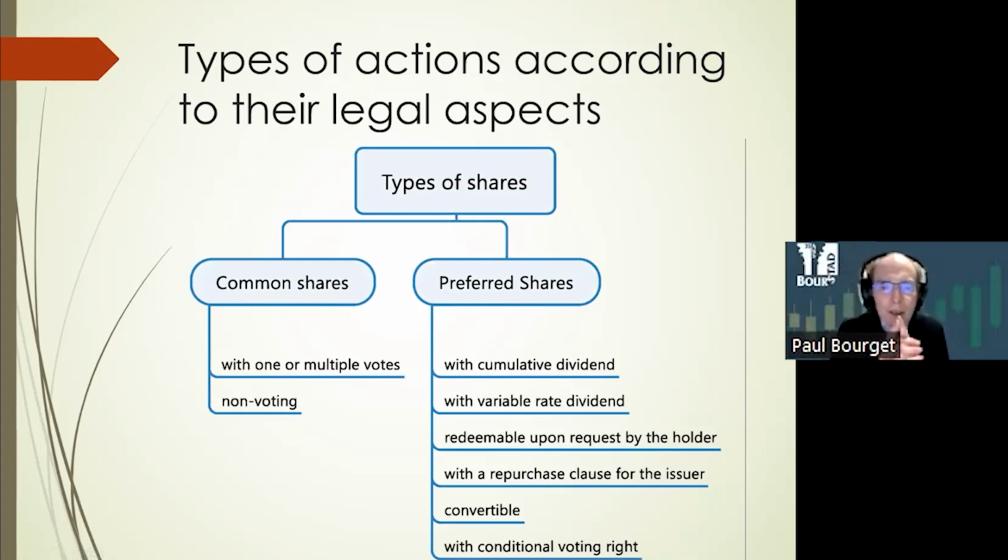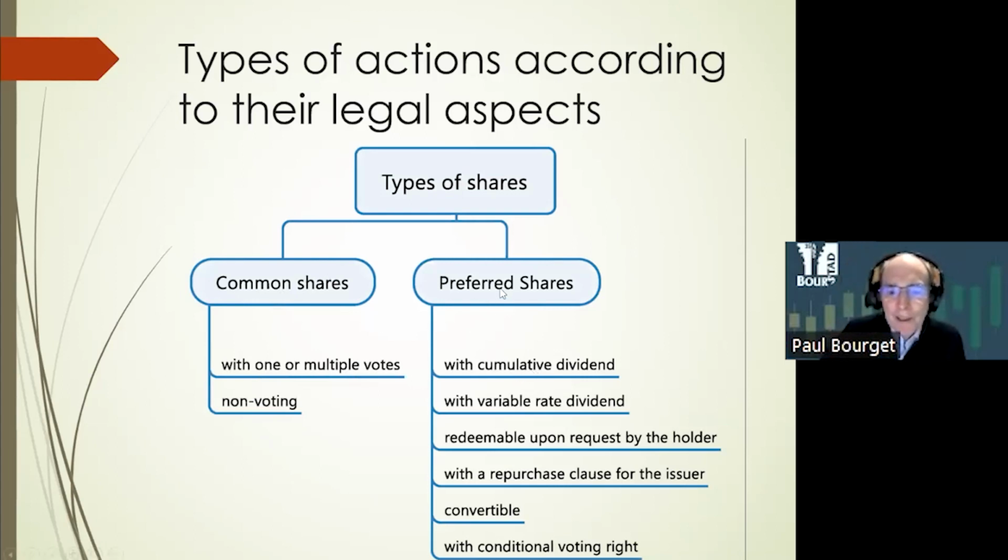you're not an owner of the company when you buy a bond. You have lent money to the company or to the government. So the preferred shares are more like bonds than common shares. So common shares can come with one or multiple votes, or they might be non-voting common shares. It might seem like something impossible, but in fact that exists.